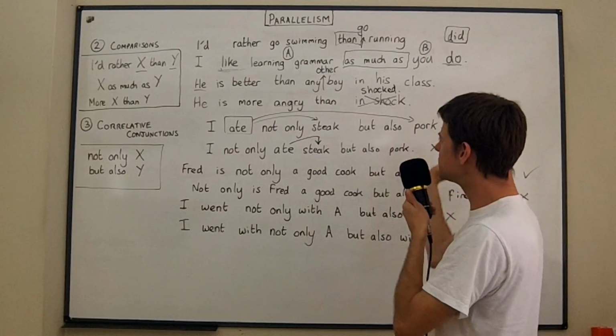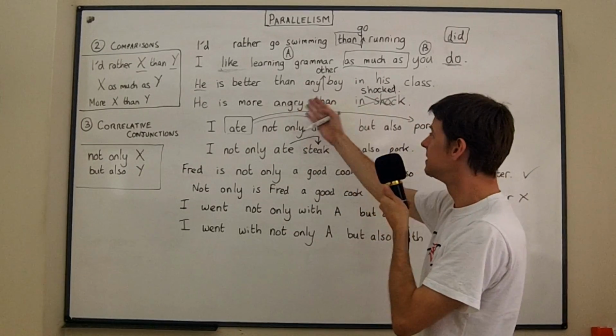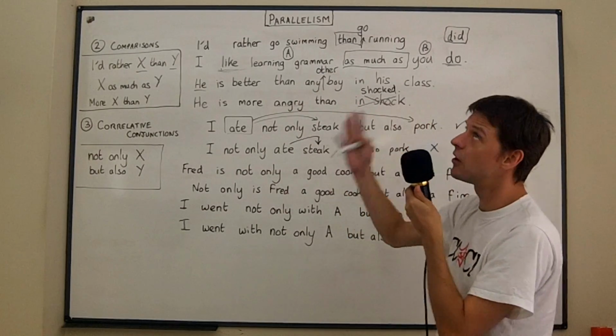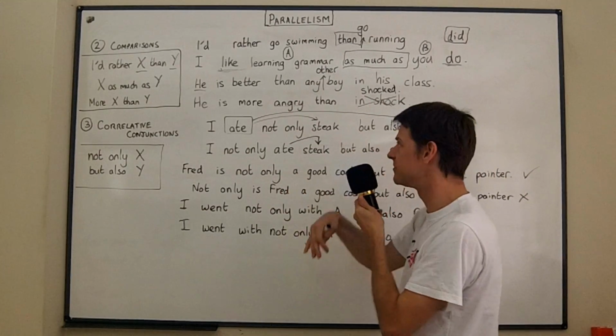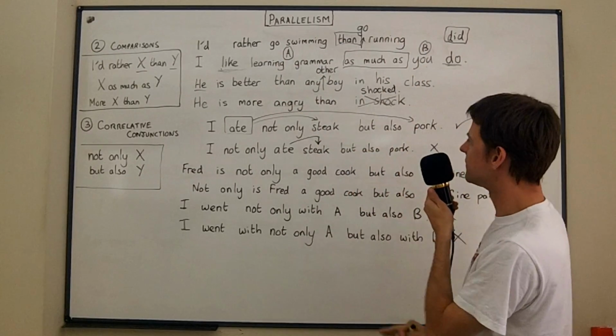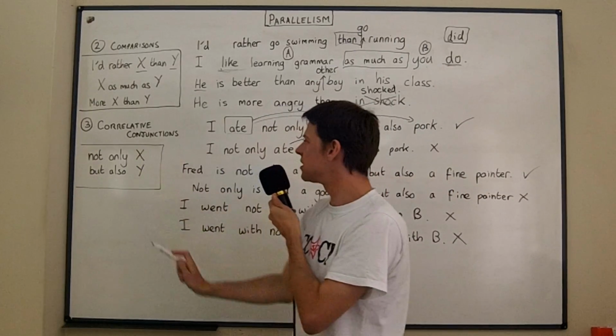Okay? We just have to make sure that it's equal on both sides, that these are comparable. Only nouns are comparable with nouns, and gerunds are only comparable with other gerunds, so keep the words the same. Okay, correlative conjunctions.